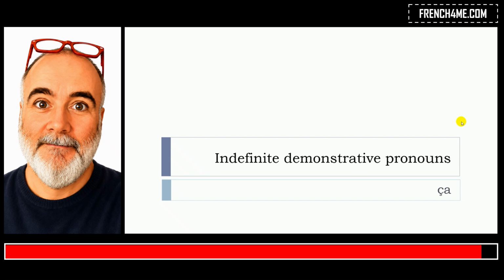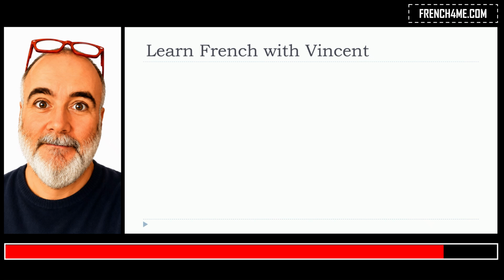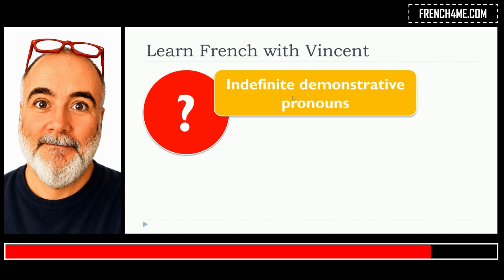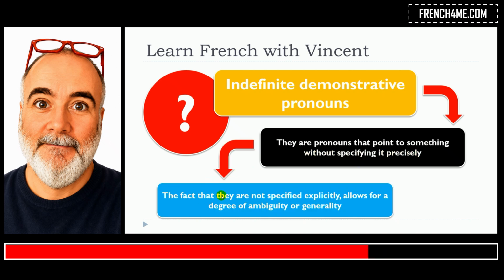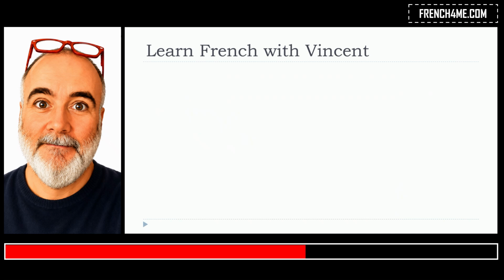In this lesson, we will see together indefinite demonstrative pronouns, but more precisely, the pronoun ça. So, what are indefinite demonstrative pronouns? So it will be a short introduction. They are pronouns that point to something without specifying it precisely. And the fact that they are not specified explicitly allows for a degree of ambiguity or generality. That's the reason why in some cases we use them, because they are quite general and you don't go into specification.